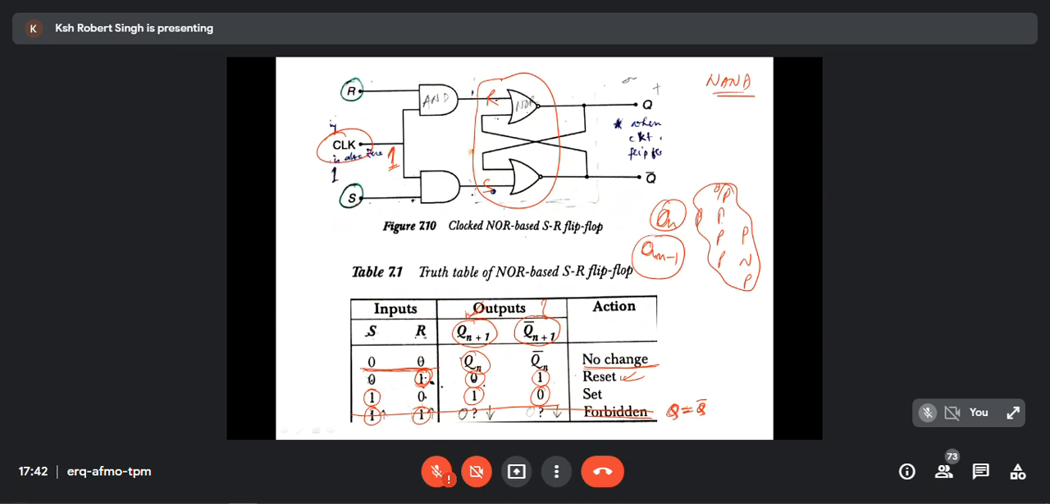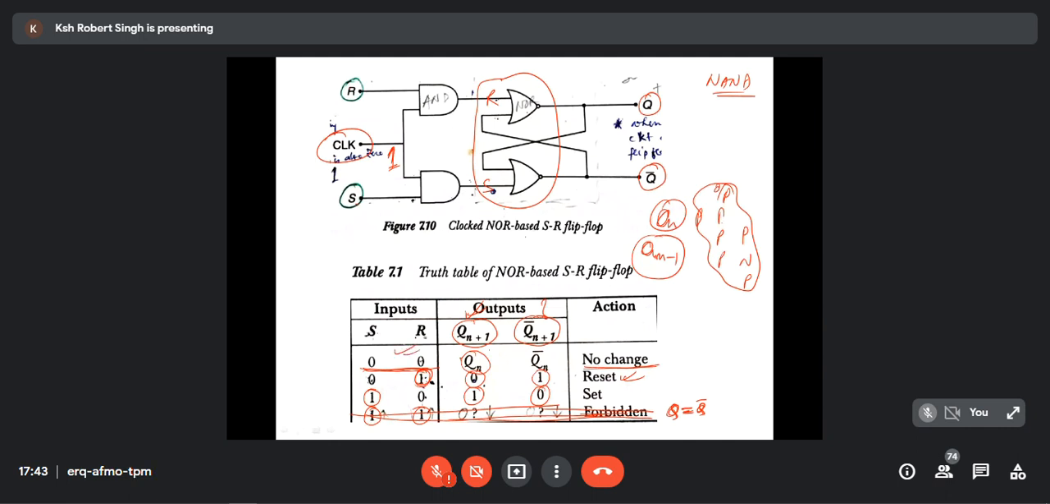They should not be equal, but they will become equal if R is also 1 and S is also 1. So we call this forbidden. That means never apply such inputs, because it violates the condition that one output should be Q and the other should be Q bar. So we should never give these inputs. Can you understand? Having this in mind, we will focus on this truth table.